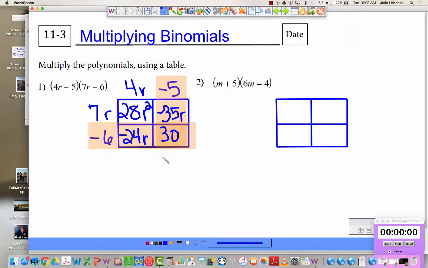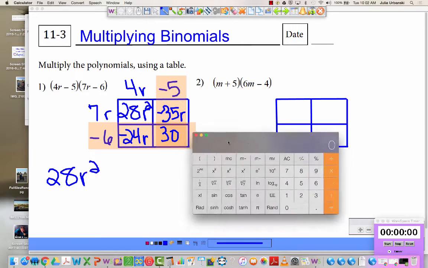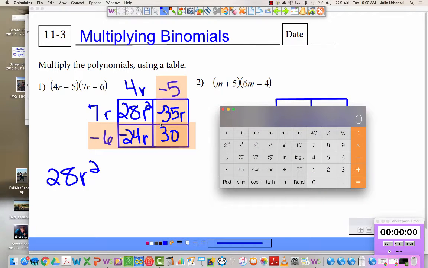Now, the only thing left to do is to make sure that you write it in standard form, combining any like terms. So what's the highest exponent we have just inside the boxes? Good, so it's going to be 28r squared. That's the highest exponent. Now, what's the next highest? Just the r, 24r and 35r. They are like terms, so we have to combine them.